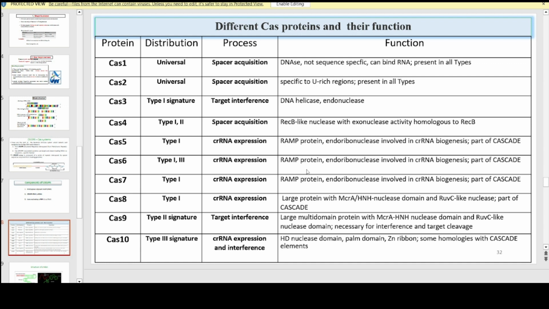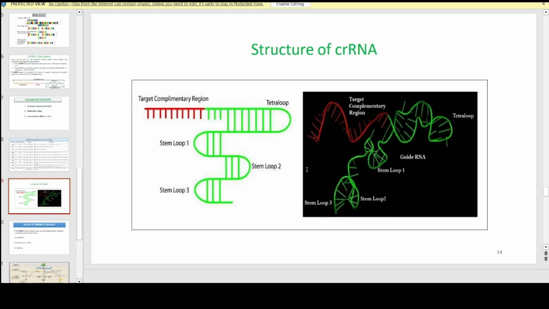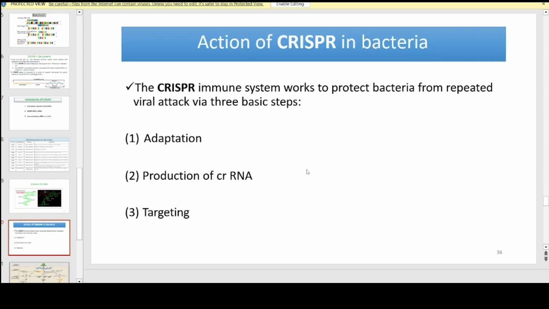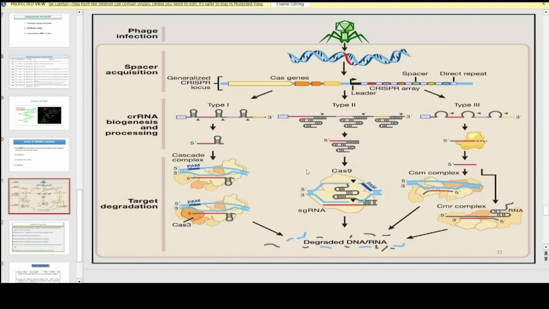We have to know how the process happens. Here we have to see type 1 and type 2 systems. Here is the structure of crRNA and some of the actions performed by CRISPR in bacteria. The CRISPR immune system works to protect bacteria from repeated viral attack via three basic steps: adaptation, production of crRNA, and targeting.